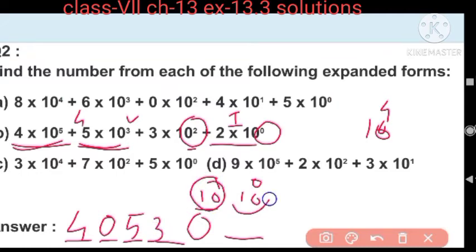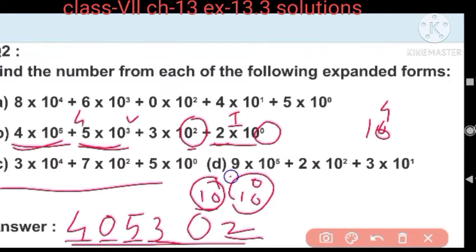Then again for 10 to the power 0 what we have? 2. So what is the answer? Answer is 405302. Okay, so if any power is missing, if it is not in the successive form, then we have to add 0. We have to first see them. Now second and third question you will do by yourself. This 2 question is your homework, so it's very simple.